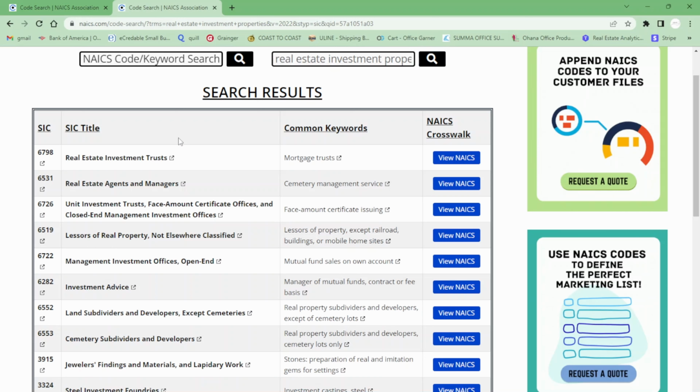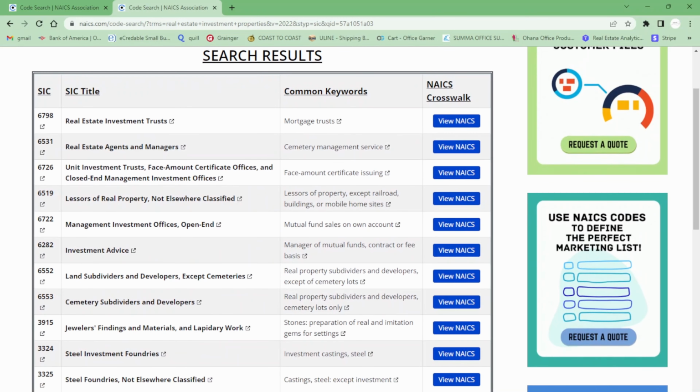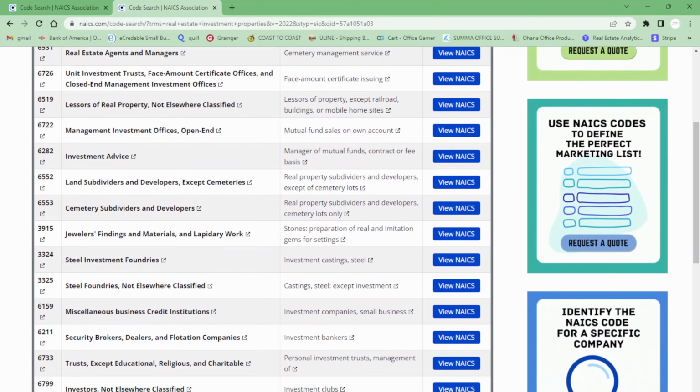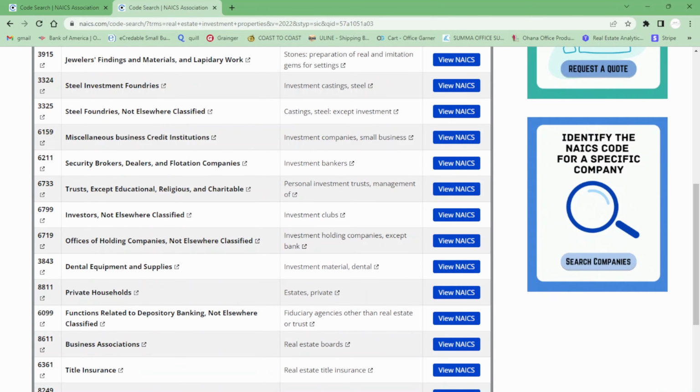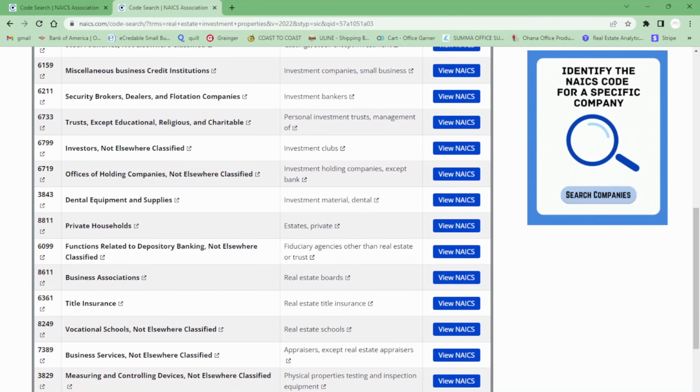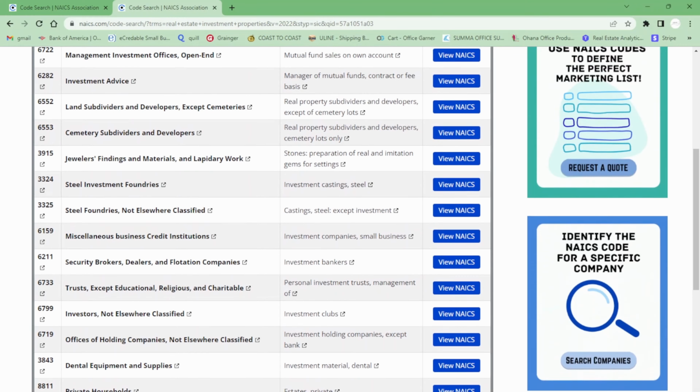Here it says real estate investment trusts, real estate agents and managers. Let's just get straight into it. If you don't really know, you can look to the right under common keywords, so you don't waste time and click on the wrong things. So let's see.